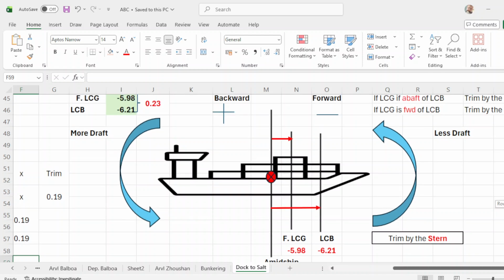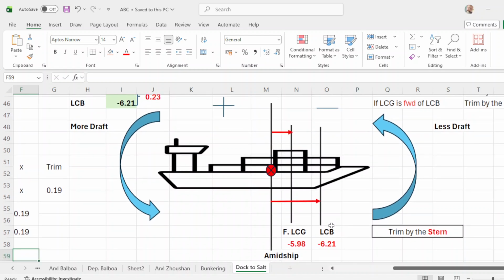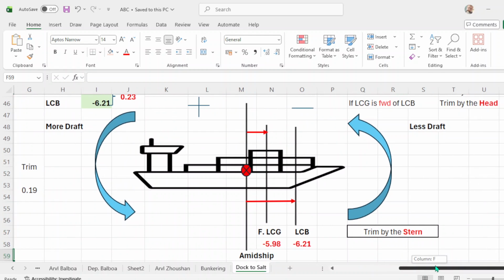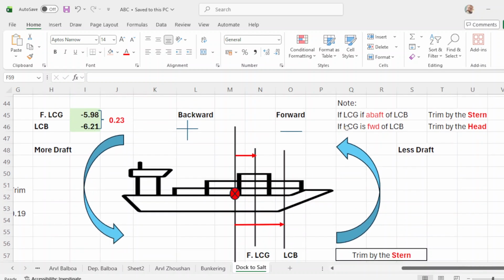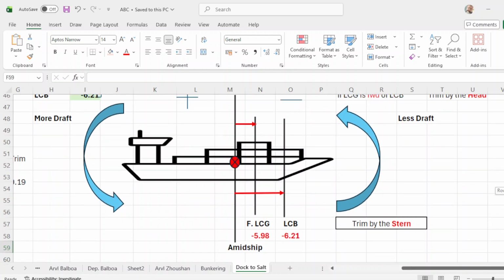Now, what does the rule say? The rule says if LCG is behind LCB, then you are trimmed by the stern. So by this figure alone, the LCG is behind the 6.21. So if you are behind, then you are trimmed by the stern. Okay, that's very clear. As of this drawing, the final LCG is behind LCB. That's why you are trimmed by the stern.